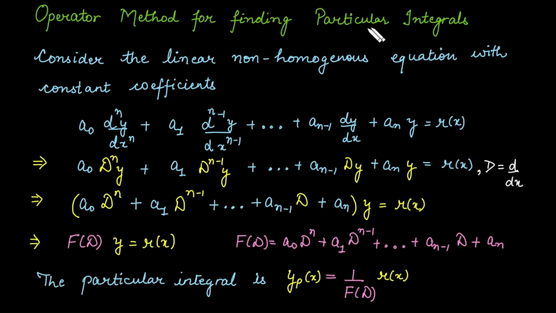In this video, we are going to learn how to find the particular integral using the operator method. So we have considered the linear non-homogeneous differential equation with constant coefficients, where a0, a1, a(n-1) and an represent the constants. In the first step, we will write its operator form. Operator form means the derivative with respect to x is represented by D. So this is the nth derivative of y, so we can write D raised to the power n into y. This is the (n-1)th derivative of y, so we can write D raised to the power n minus 1, and so on.